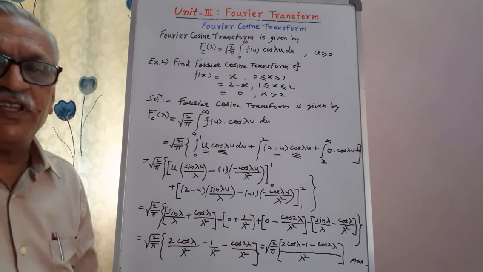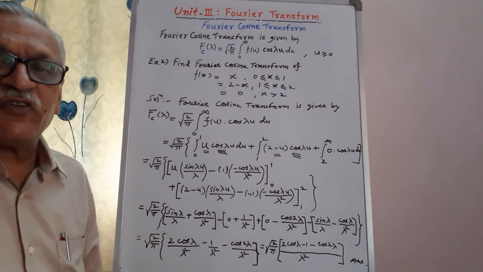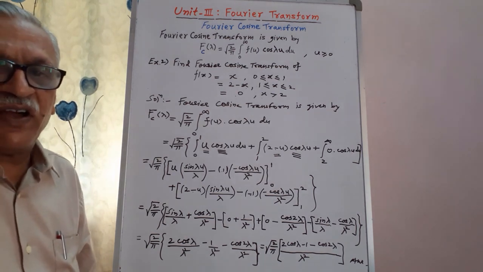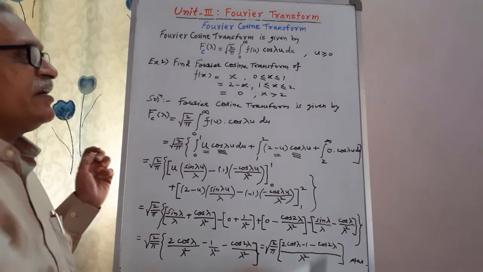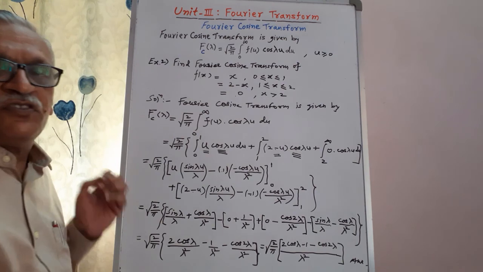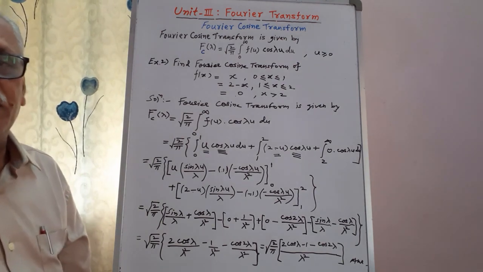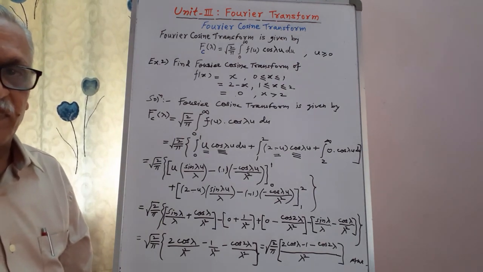Therefore, with the help of all these examples, I tried to explain how we can find the Fourier cosine transform when the condition is x greater than or equal to 0, meaning when x lies between 0 and infinity.